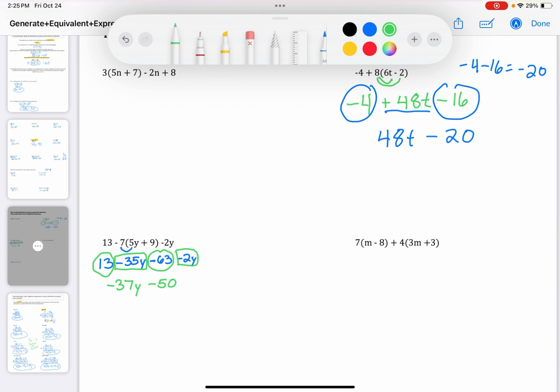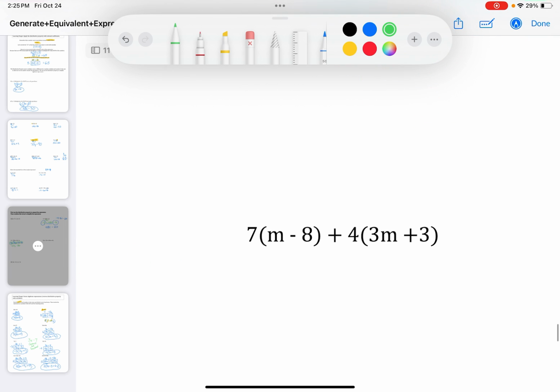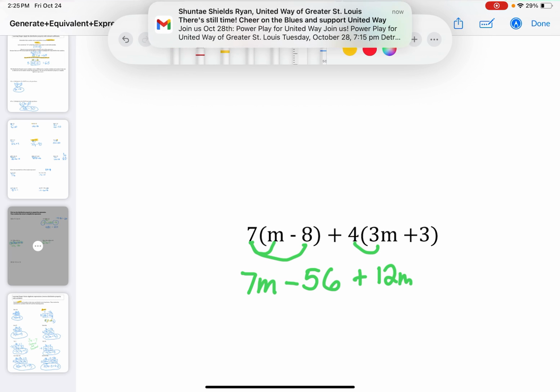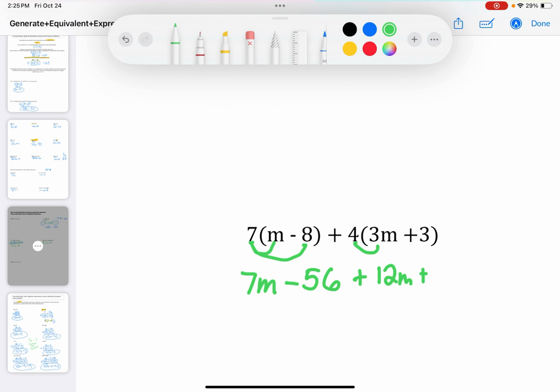All right, the next one, I have 2 terms to distribute. So 7 times m is 7m, minus 7 times 8 is 56, plus 4 times 3m is 12m, plus 4 times 3 is 12.